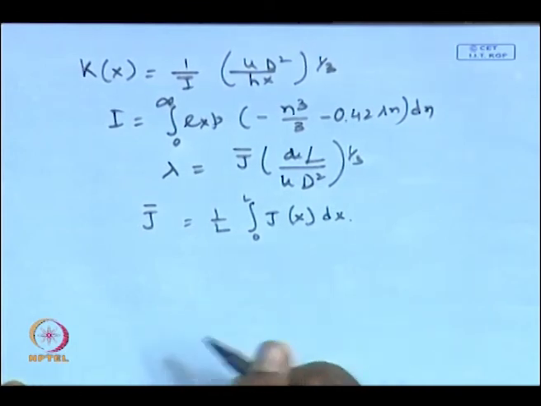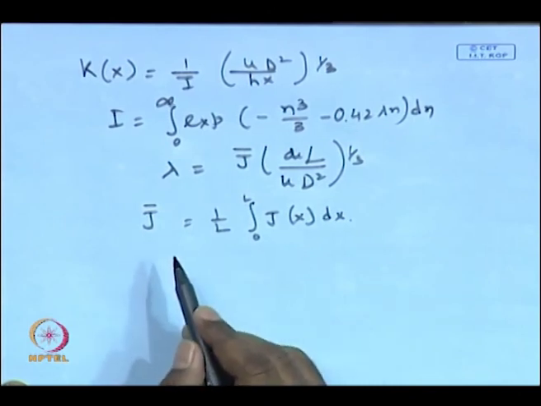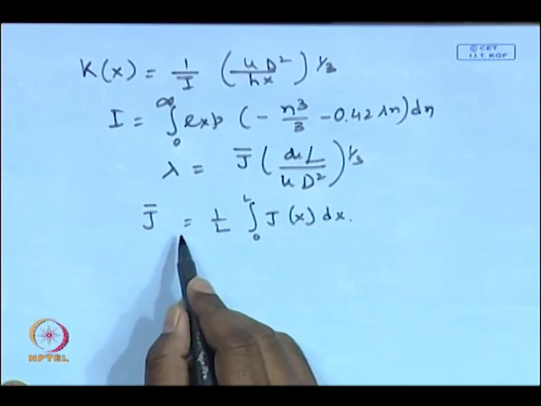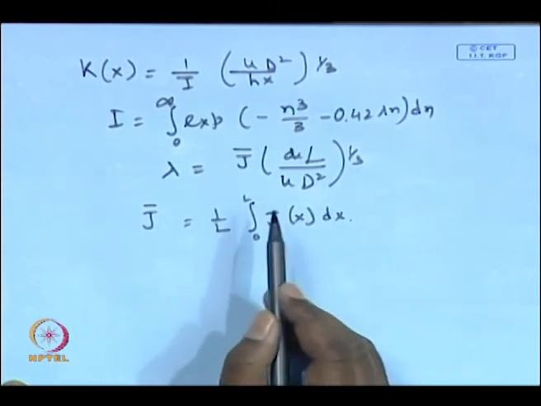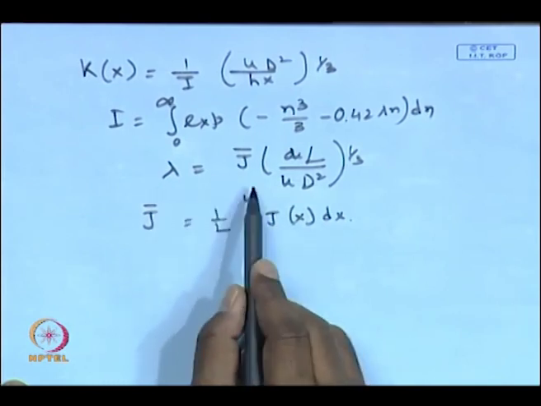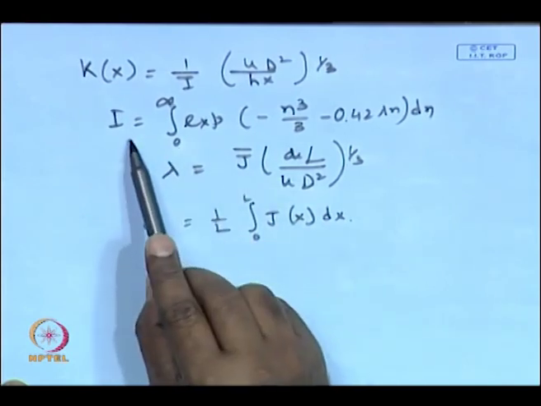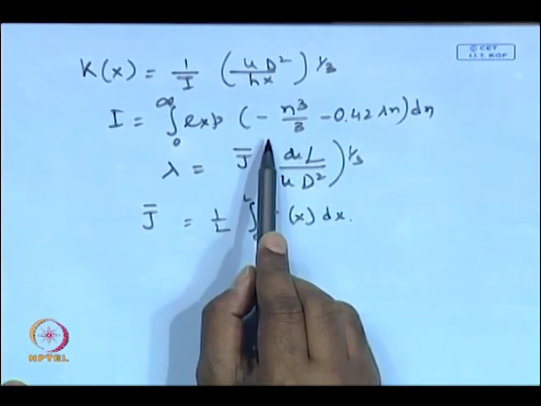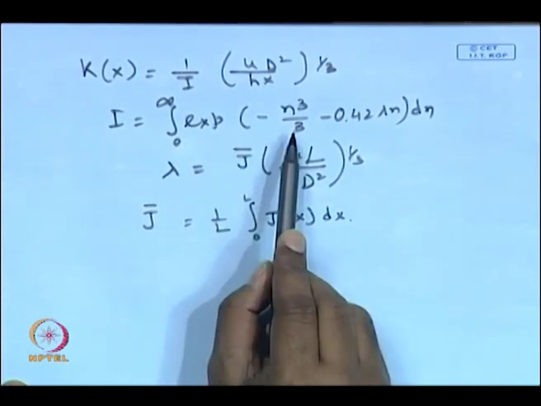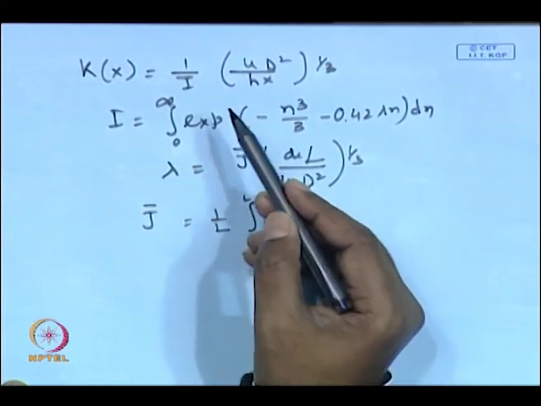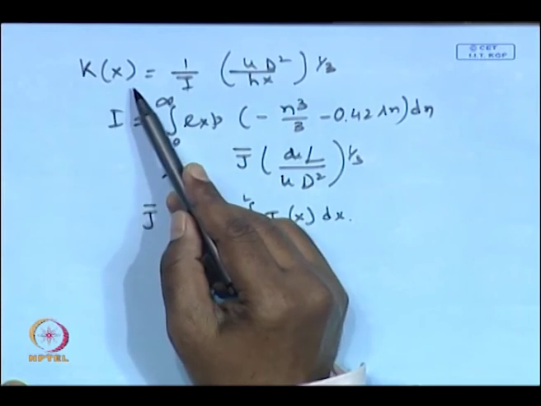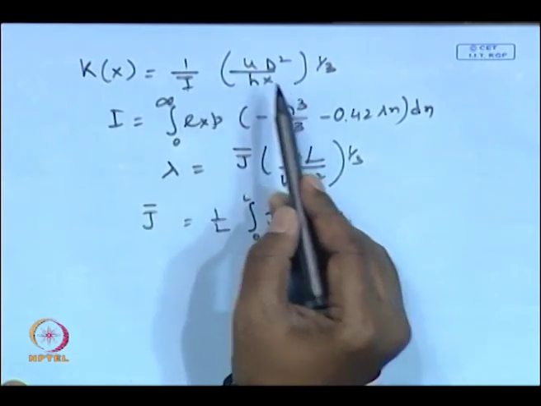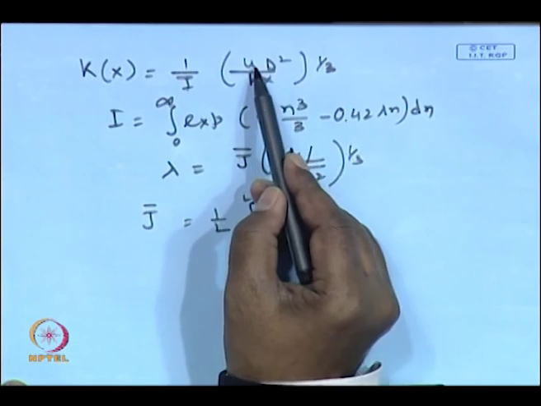So what is the algorithm? The algorithm goes something like this. You guess a value of J bar, the length average permeate flux, and once you guess it, you will be getting the expression of lambda. You will be in a position to evaluate the definite integral I. Once you are able to integrate I, you will be able to calculate K, mass transfer coefficient, as a function of x. Now in this expression, what is this value of U?